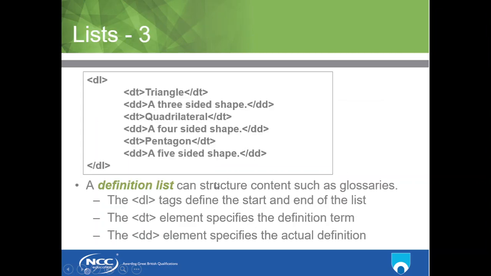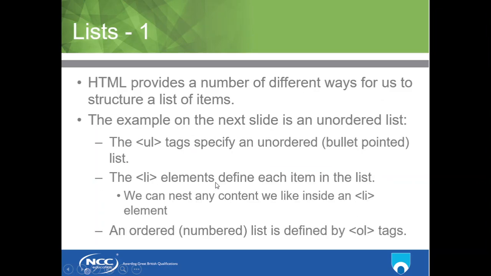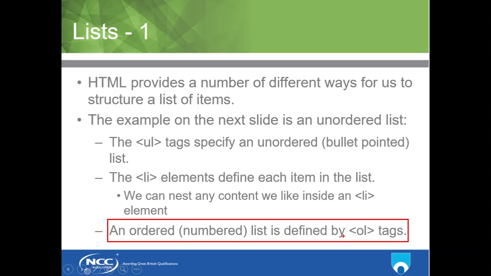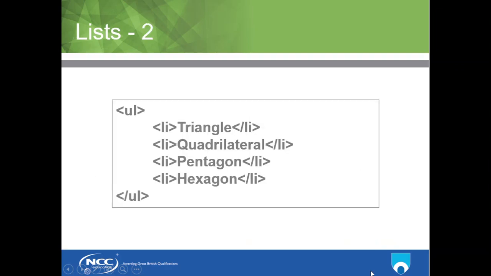For numbered lists, instead of UL, we use OL for ordered lists. So here, if we wanted this to be a numbered list, we use O instead of U. OL, O for ordered lists.